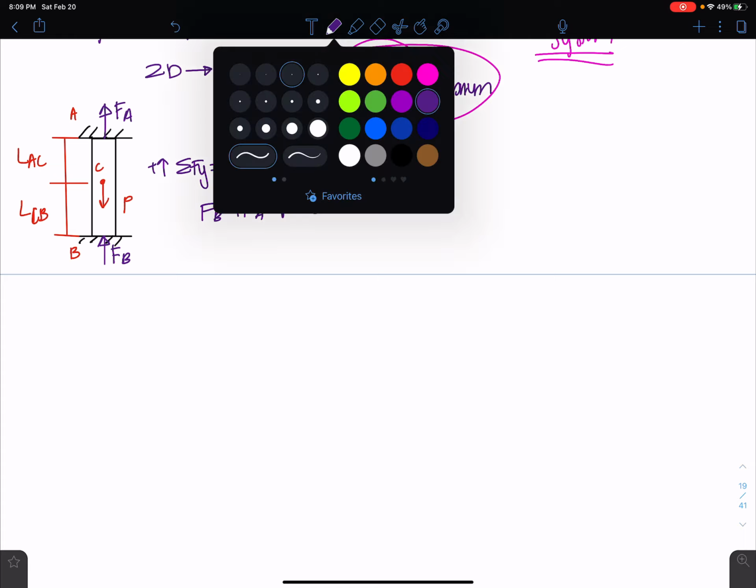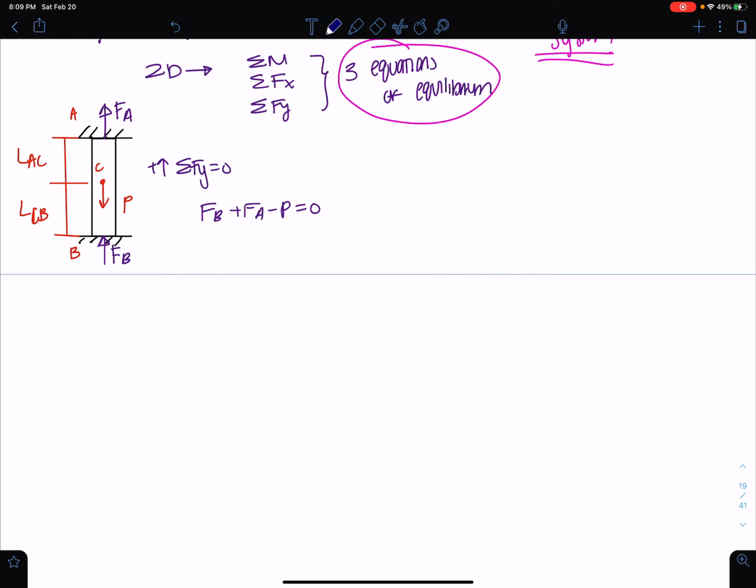So again, for this system, I only have one equation to use. I only have sum of forces in the y because I can't sum moments, since everything goes along the axis of rotation. And I can't sum forces in the x direction because I don't have any forces in the x direction. So this is also a statically indeterminate system.